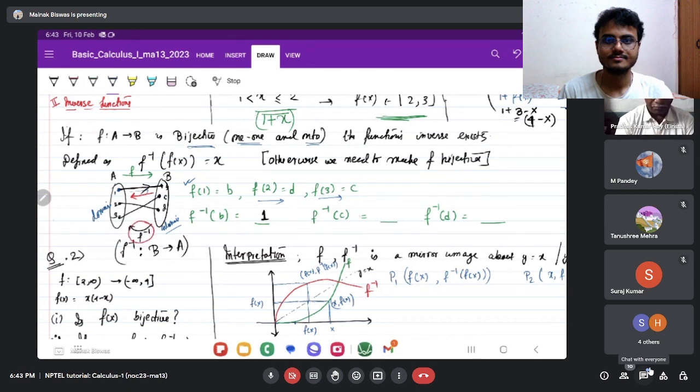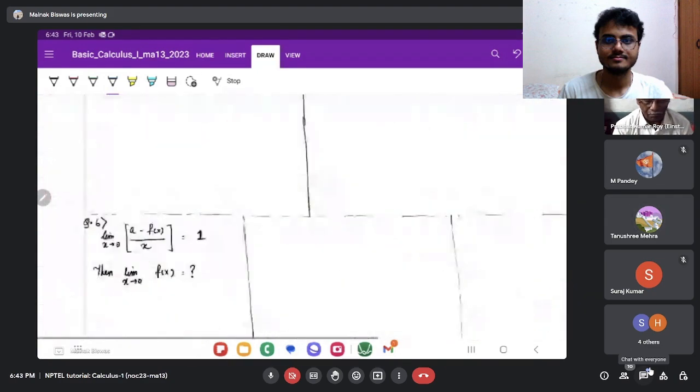Similarly, what would be F inverse of C? It would be 3, right? Yes. Similarly, F inverse of D would be 2. So can anyone tell me why we need this injective and onto, surjective clause? Let's draw a general function.